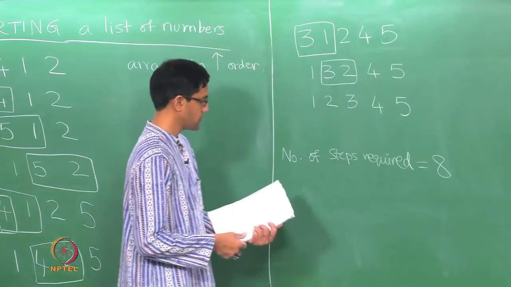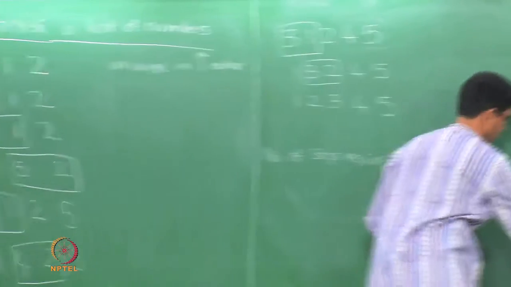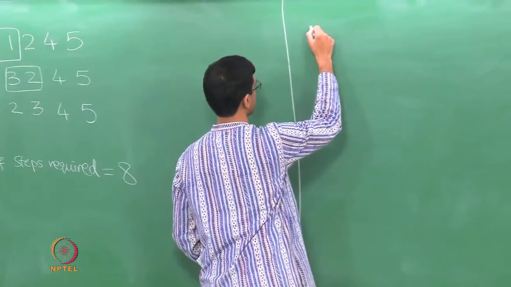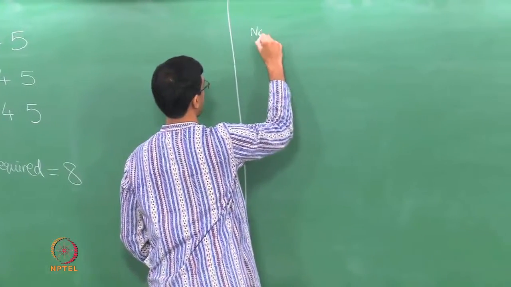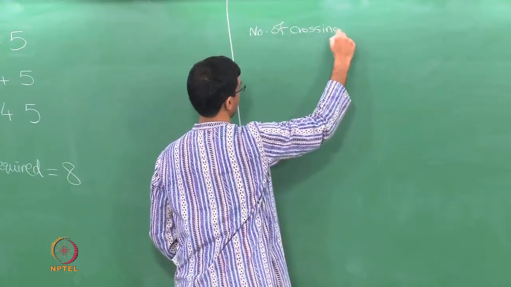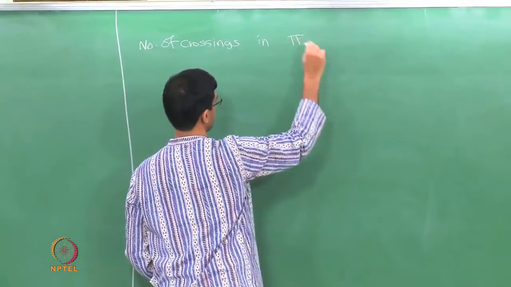And here's an interesting thing, if you look at crossings, so remember all of this is somehow related to permutations. So let's also do the following. Let's look at the number of crossings in the original permutation. So what do I mean by the original permutation pi?